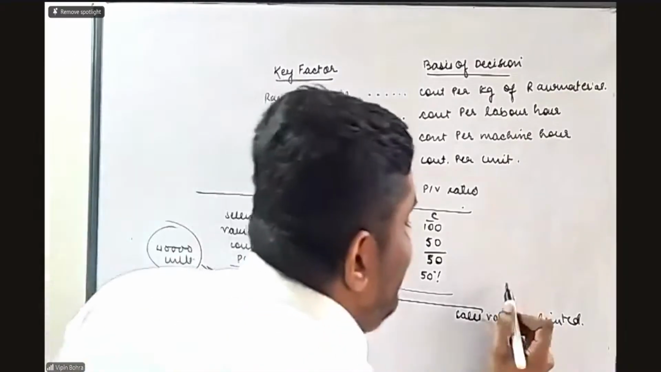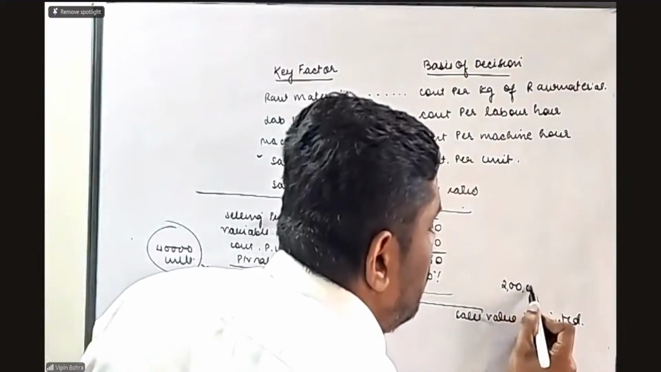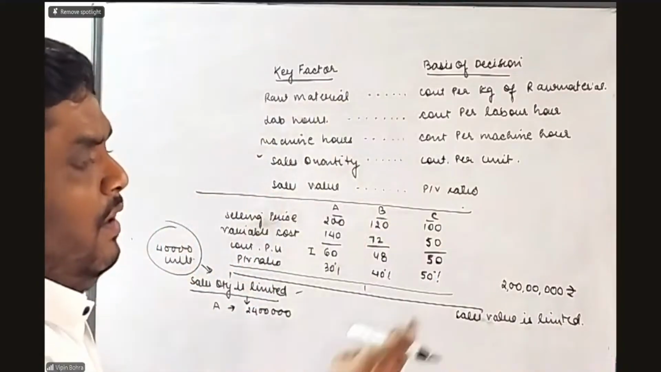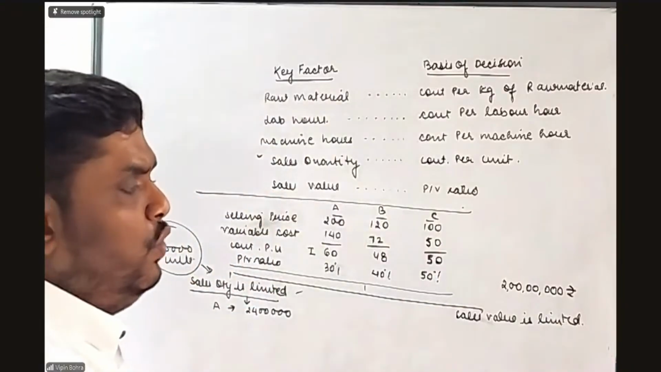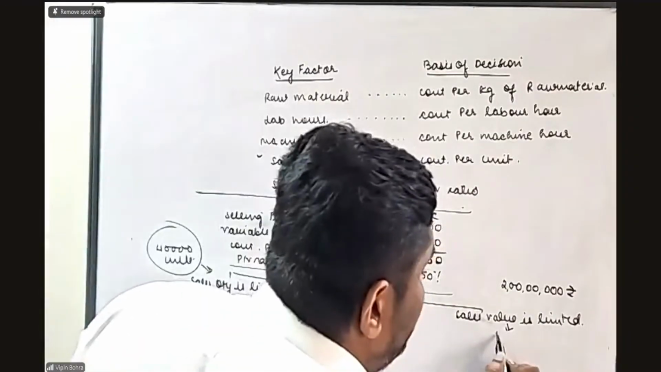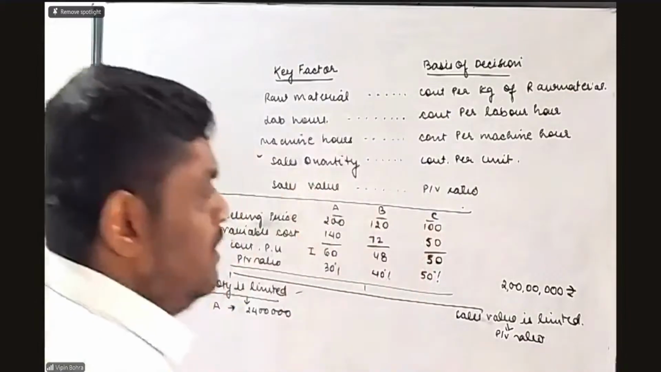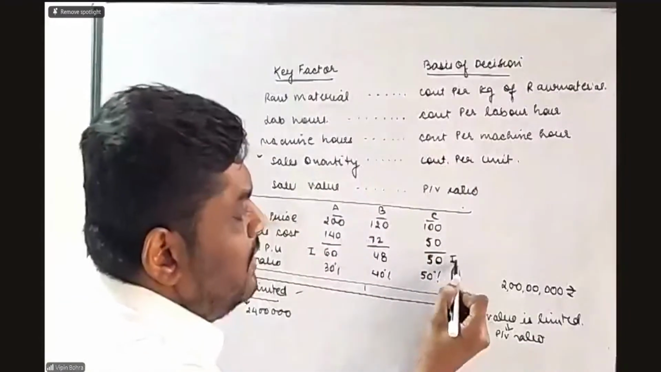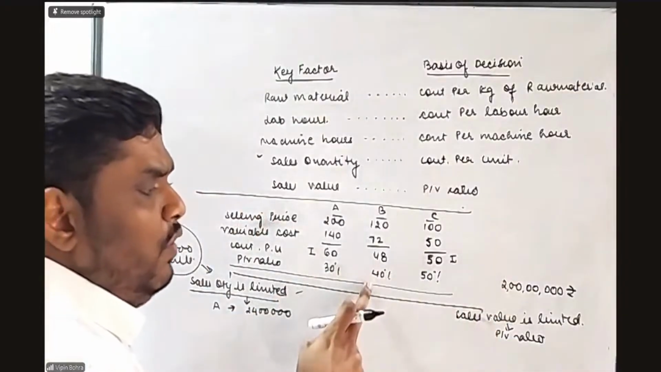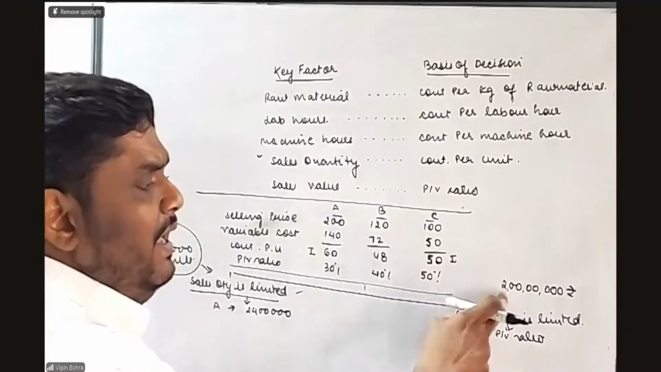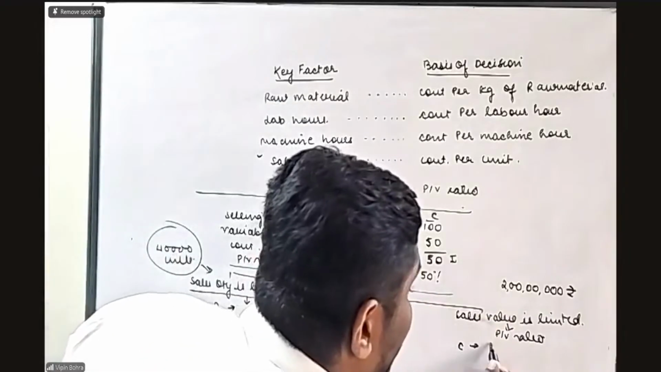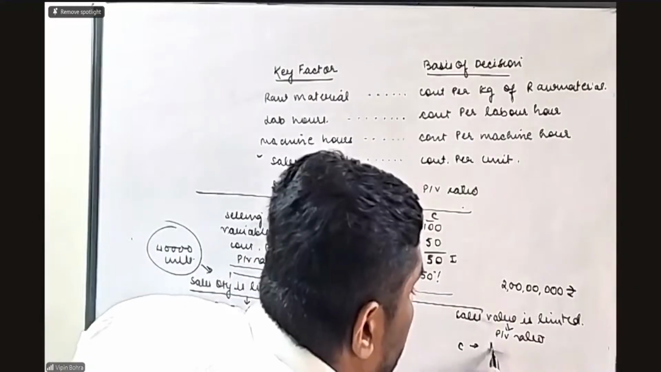Now let's say we have a maximum capacity of turnover of 2 crore rupees. My sales value should not go more than 2 crore. So if we manufacture product A, then what will be the basis of decision? PV ratio. So highest PV ratio is in what? C. So 2 crore into 30%, 60 lakh in case of A, 2 crore into 40%, 80 lakh in case of B, and 2 crore into 50% in case of C. So we will manufacture product C and my profit will be how much? 1 crore.